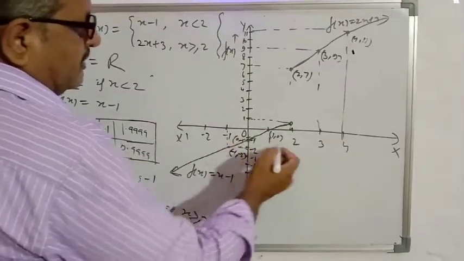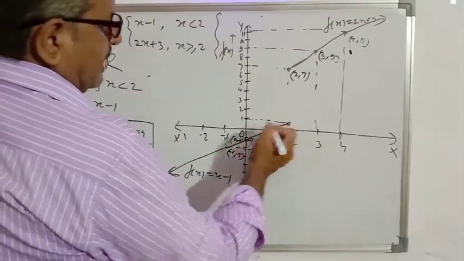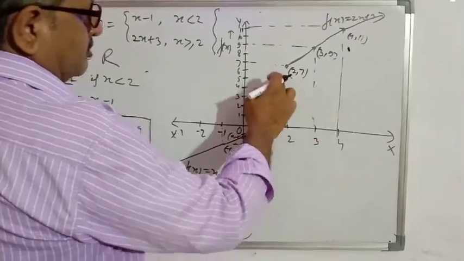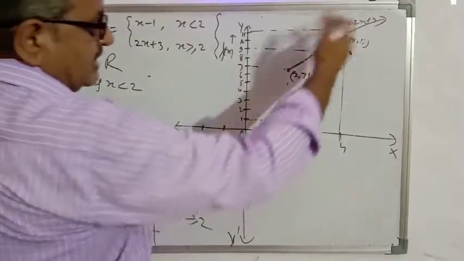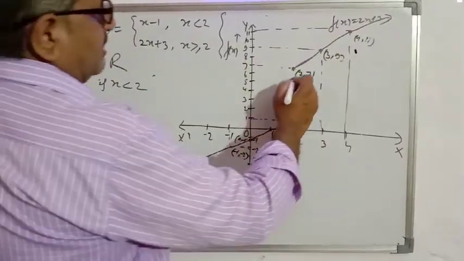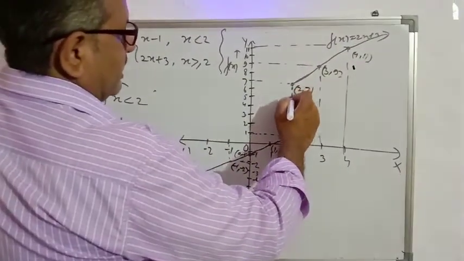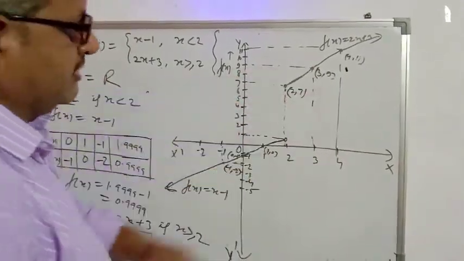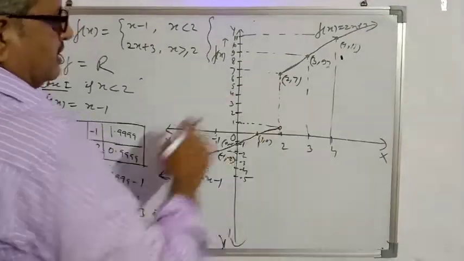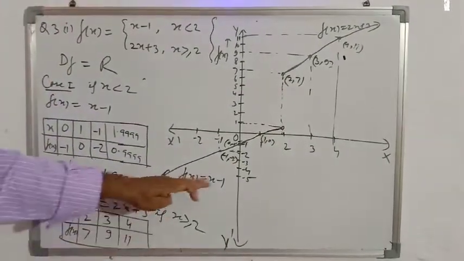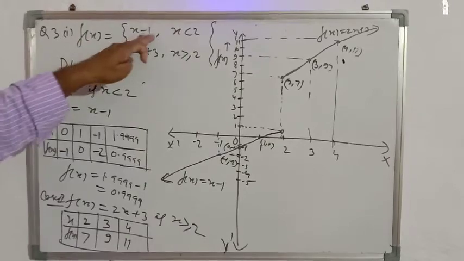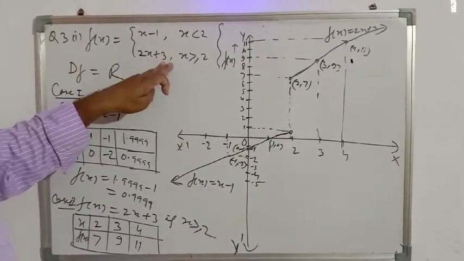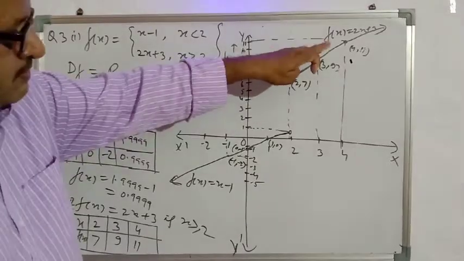So in the first graph at 2 we have to make the blank circle, because at 2 the value is 7, and for greater or equal to 2, we get the value in the second part of the graph. So here we see that there is a jump at the point 2. The function is discontinuous. The function is not continuous here. So this is the graph of this function for x minus 1, and this graph is for f(x) equal to 2x plus 3 if x is greater or equal to 2, this part.